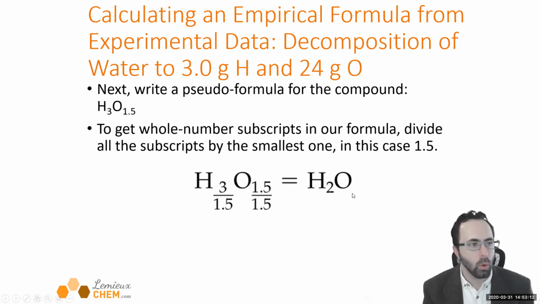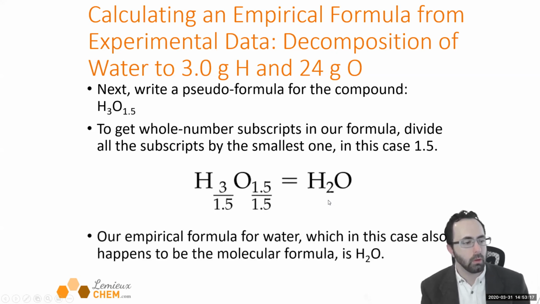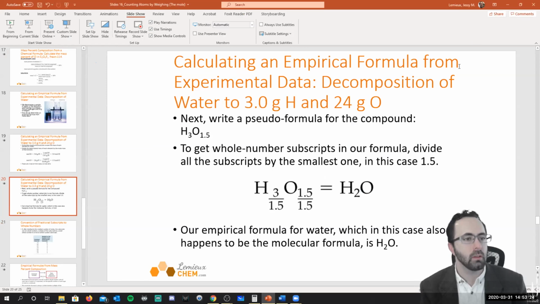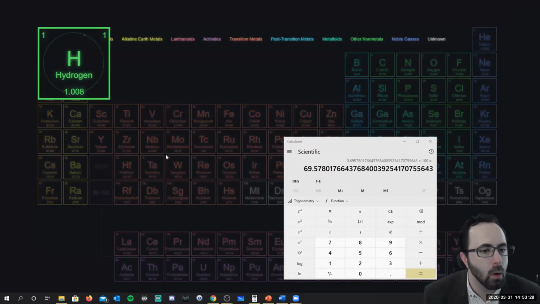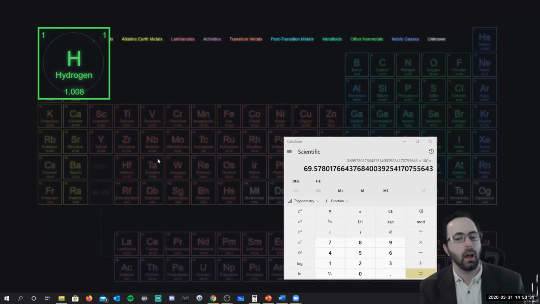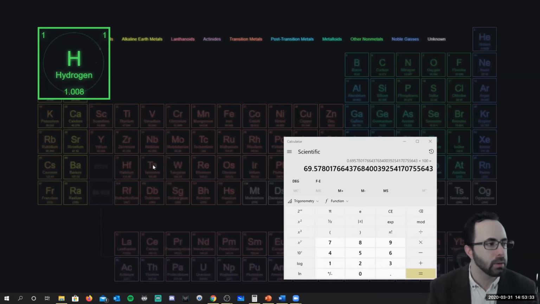Oh, good question. So the empirical formula for water we can see here is H2O, and that happens to be the molecular formula. The question is, why did we use 1.01 instead of 1.0079 or whatever? What I did was I rounded here to 3 sig figs. So since this was an 8, I rounded this 0 up to 1.01. Remember, when you're looking at periodic tables, there may be lots and lots of numbers here.